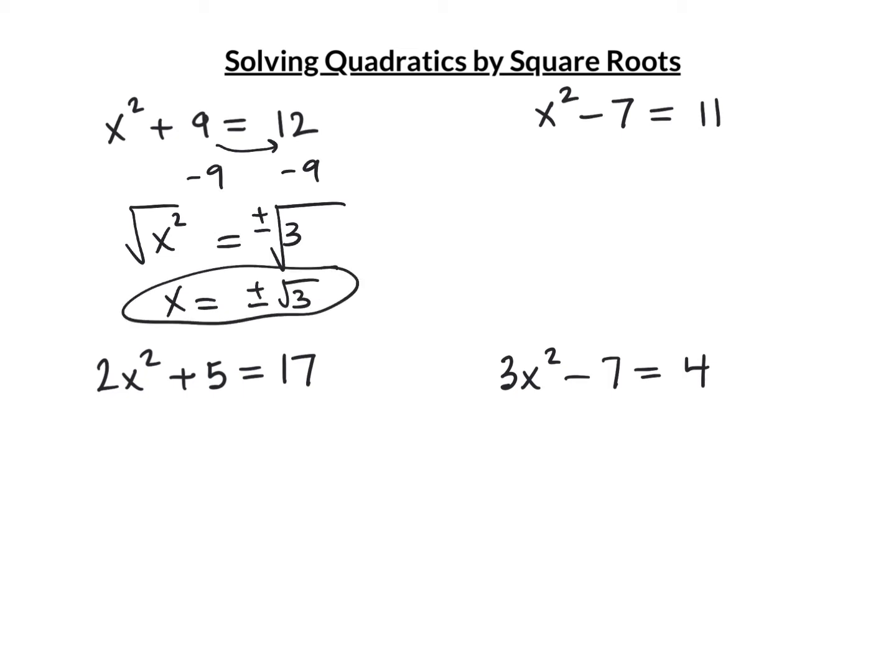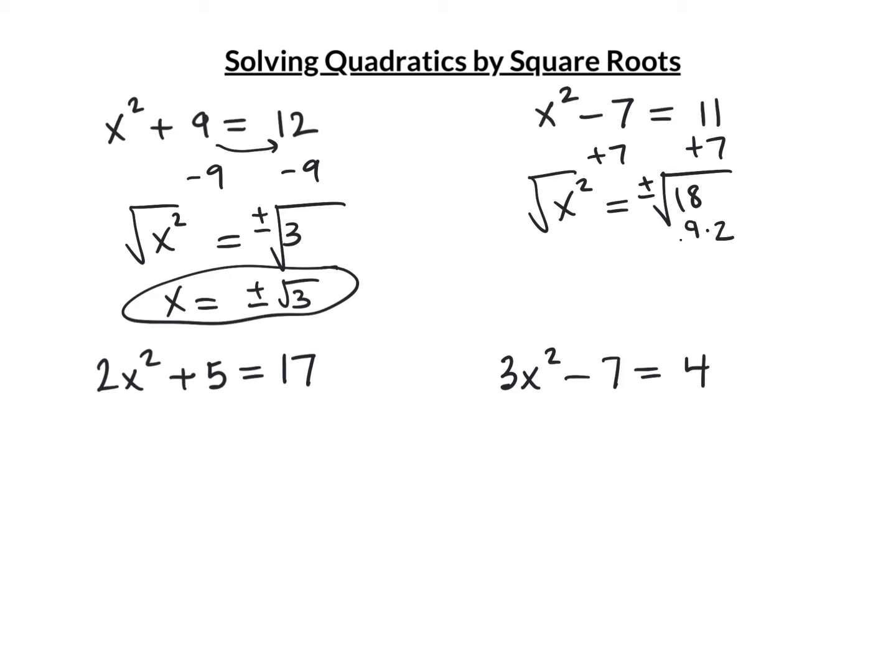x squared minus 7 equals 11. Let's get this square by itself, so we can take the square root of each side. We'll put a plus 7 on each side. I get x squared equals 18. I can take the square root of both sides, and I'll put that plus or minus in front to get both answers. Be aware that 18 is 9 times 2.